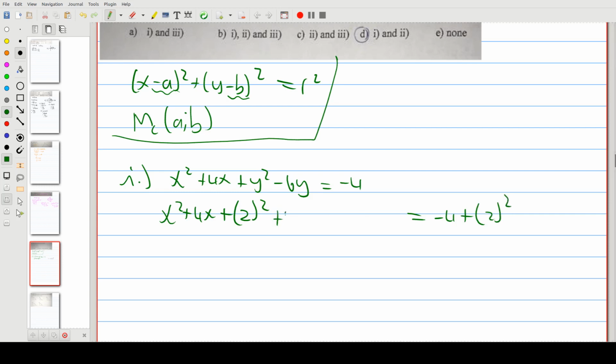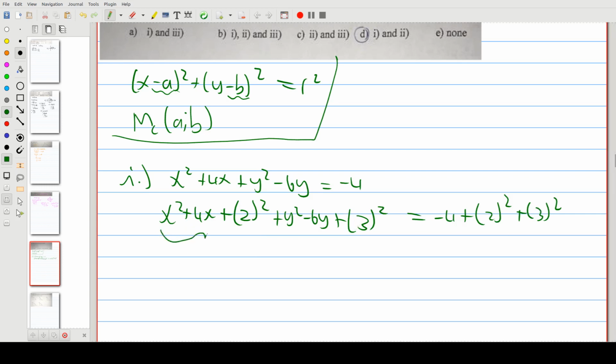Then we can do the y's. So we've got y squared minus 6y. And we add to that this value over 2 squared. So -6 over 2 is 3 squared. And we add the 3 squared to this side. You could put negative if you want inside, but that doesn't really make a difference.